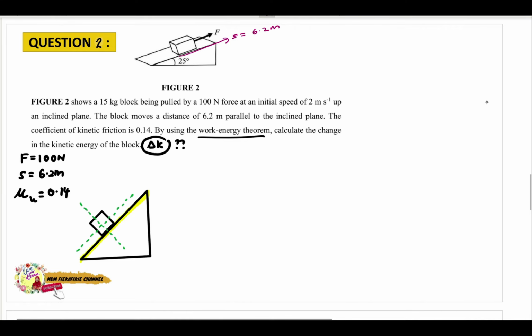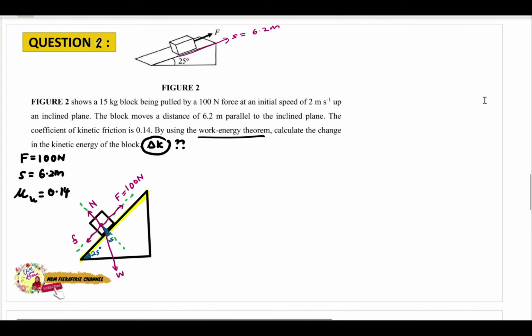Okay, and then kat sini kita akan ada apa? Normal force as usual. You belajar chapter 3. Okay, normal, and then weight straightly downward. So the angle here is given as 25 degree, which means that here also 25 degree. Okay, boleh eh? And then the frictional force. If the object is moving upward, here we're going to have F, and the frictional force must be in the opposite direction. So this is 100 Newton.